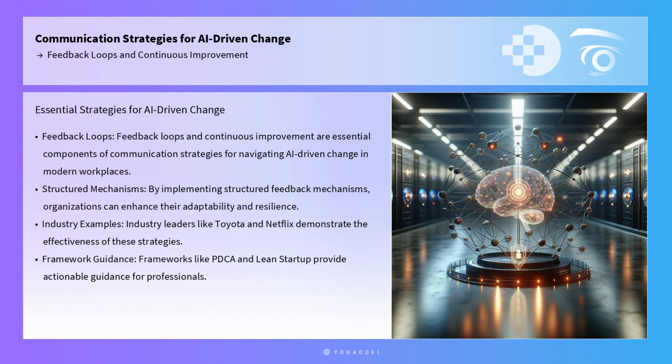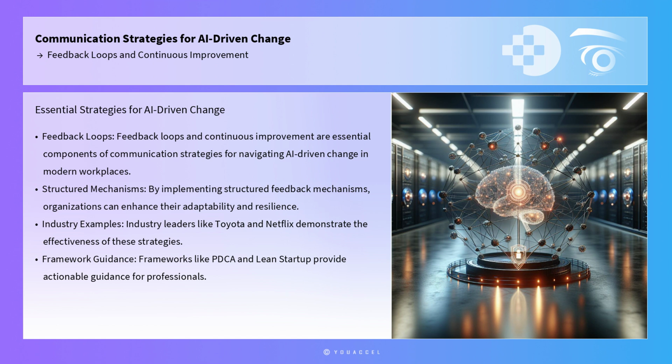In conclusion, feedback loops and continuous improvement are essential components of communication strategies for navigating AI-driven change in modern workplaces. By implementing structured feedback mechanisms, fostering a culture of openness, and leveraging practical tools and frameworks, organizations can enhance their adaptability and resilience in the face of technological advancements.